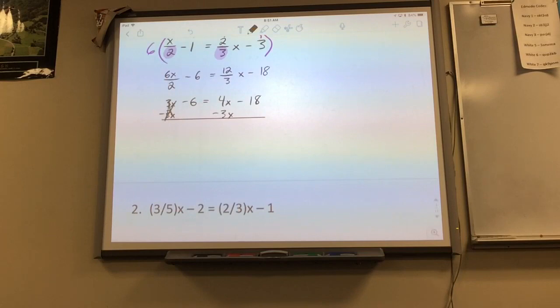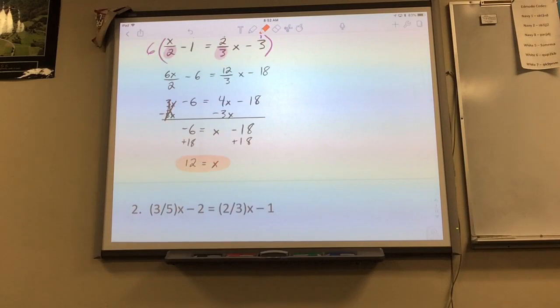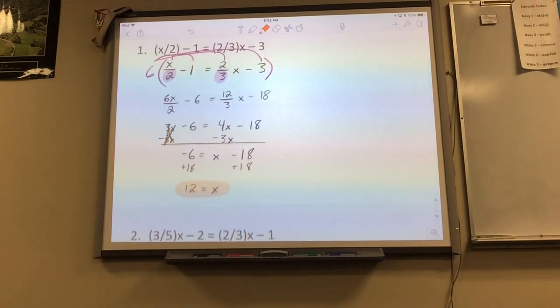We subtract that. We have negative 6 equals x minus 18. Plus 18, equals x. 12 equals x. And it's okay that that's in a backwards order than you normally would have it.